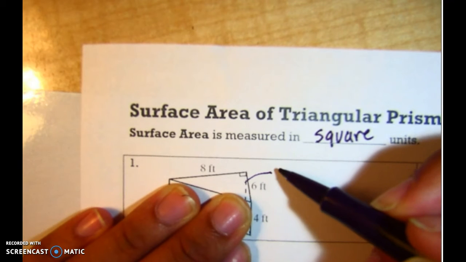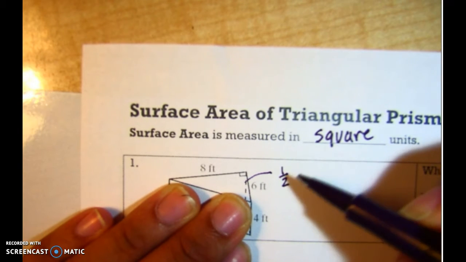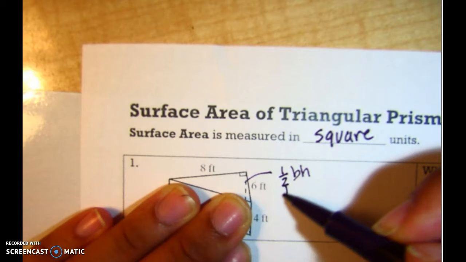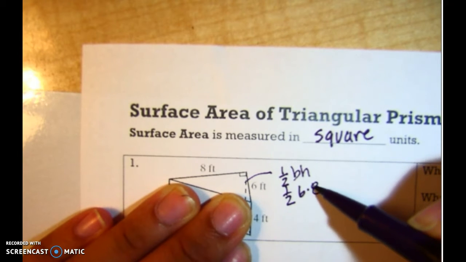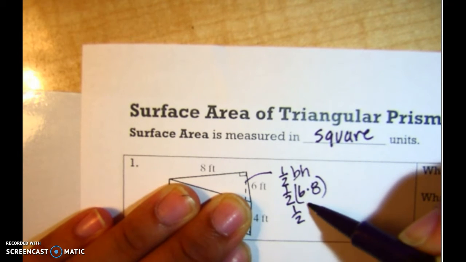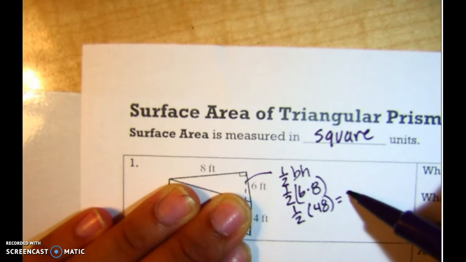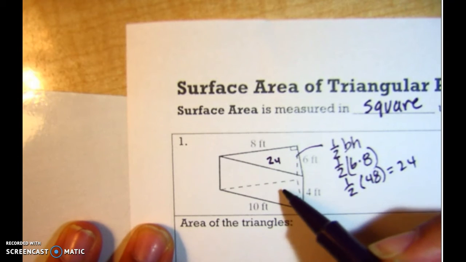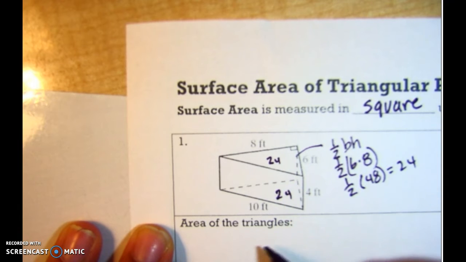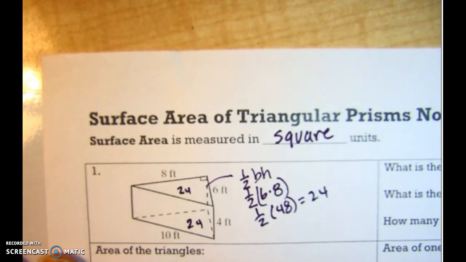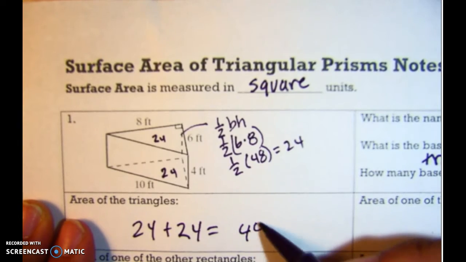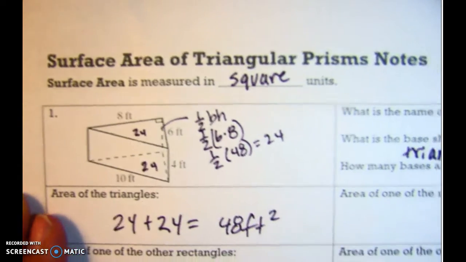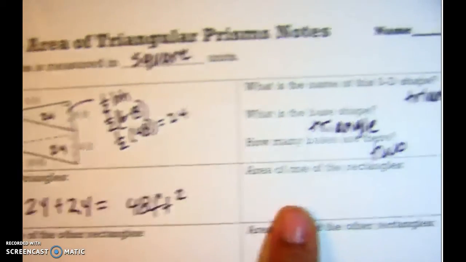The area for a triangle is half of base times height, so I'm going to do half of 6 times 8, which is half of 48, which is 24. So I have this triangle that's 24, and I have this bottom triangle that's 24. So the area of both the triangles is 48 feet squared. That's the square units.